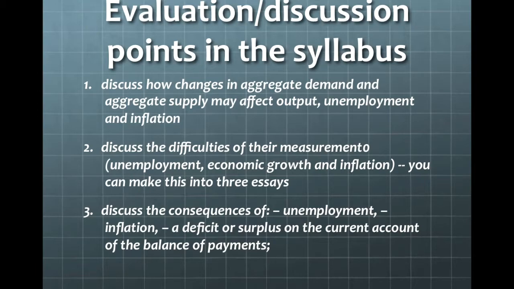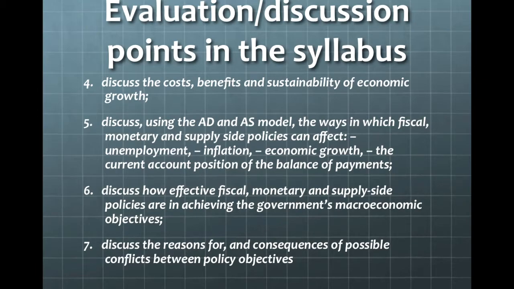I think the second one I wrote a little bit wrong, but you can find this one in your syllabus. The third one is discuss the consequences of each of these: unemployment, inflation, or a deficit or surplus on the current account of the balance of payments. Fourth, discussing the costs, benefits, and sustainability of economic growth: the good, the bad, and how long it can continue. The fifth discussion point is using the AD and AS model. Discuss the ways in which fiscal, monetary, and supply side policies can affect unemployment, inflation, economic growth, and the current account position on the balance of payments.